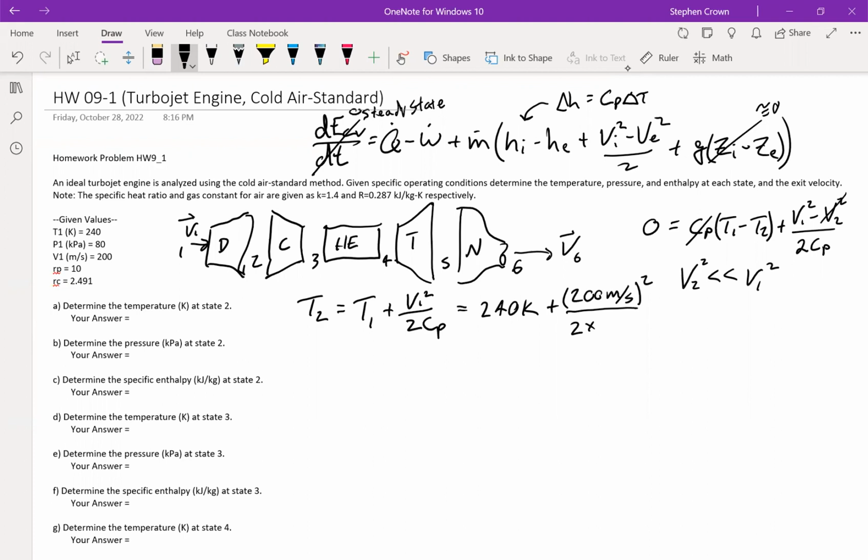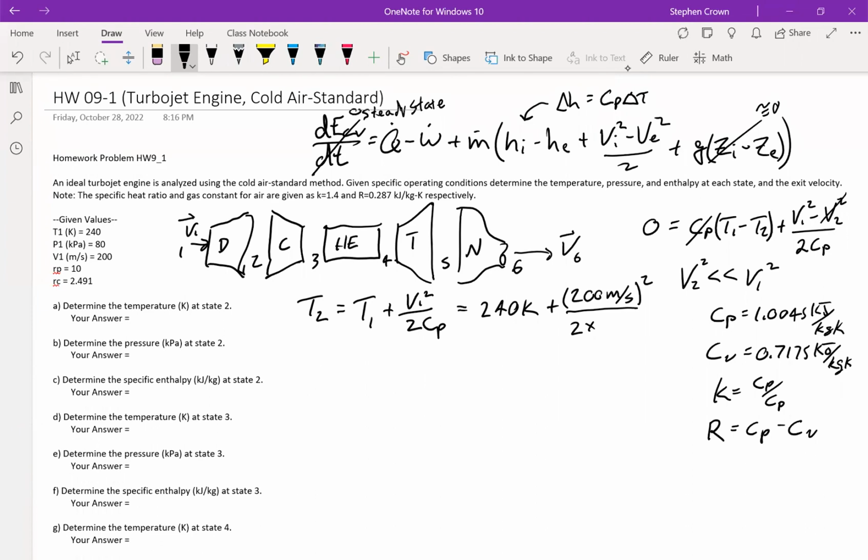So when k equals 1.4 and R equals 0.287, we have that Cp equals 1.0045 kilojoule per kilogram K, and Cv equals 0.7175. And then again, k equals Cp over Cv, which would give us 1.4, and R equals Cp minus Cv, which gives us 0.287.